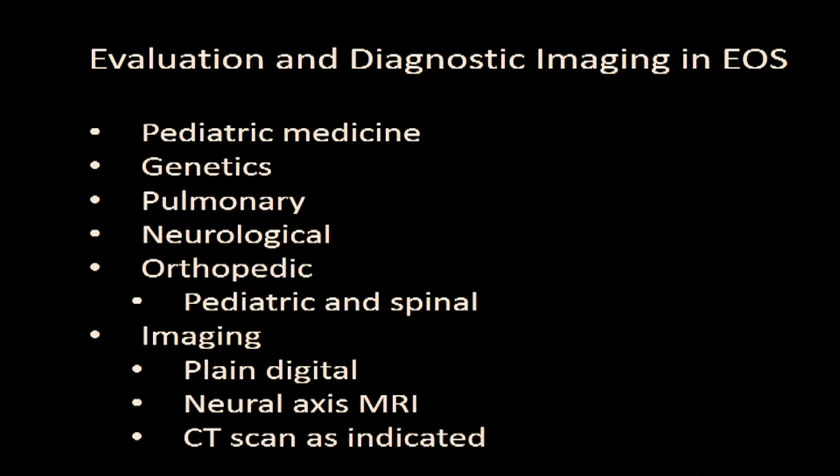When presented with an early onset child, this crosses multiple pediatric subspecialties, and all should be involved, particularly medicine, genetics, pulmonary, neurologic, orthopedics, and others as needed. Imaging is mandatory, and certainly plain digital x-rays are the baseline. The neural axis MRI should be obtained in most instances, particularly in the non-syndromic and non-neuromuscular child, to rule out intracanal pathology. CT scans should be reserved for surgical situations due to radiation.